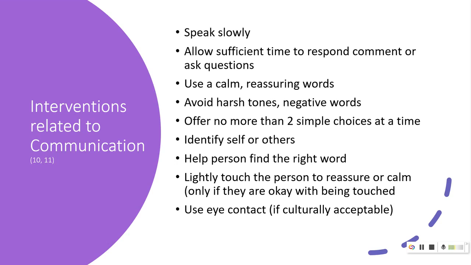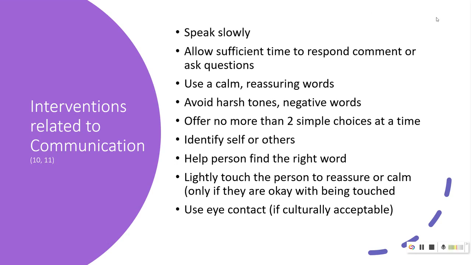Use eye contact if it's culturally acceptable. Some cultures do not make eye contact. I like to make sure that I sit down so that I'm at eye level with the person if they're sitting. If they're standing, then I'll stand up. So that way I don't feel like I'm overbearing if I'm standing and they're sitting, or that I have to look up if they're standing, so kind of being at the same eye level with them. So communication is a huge issue with those that have any dementia.